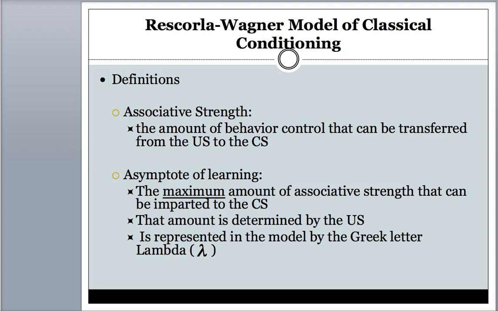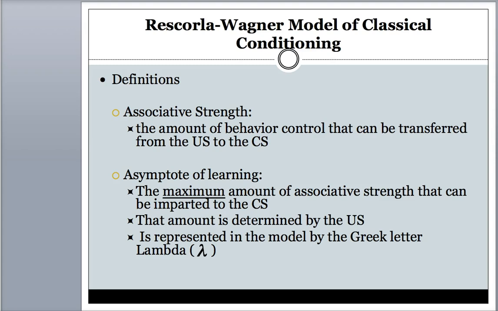So if we're talking about Pavlov's bell and salivation, the associative strength of the conditioned stimulus at the beginning, the bell at the beginning, is neutral. So it's zero. It has no associative strength. There's no association between the CS and the US. And that bell does not provoke, it doesn't elicit salivation. And so when we talk about associative strength, we're talking about the amount of behavior control or the power to control behavior that gets transferred from the unconditioned stimulus, the food powder, to the bell, the CS. So when we talk about associative strength, that's really what we're talking about. We're talking about the power to control behavior, the power to elicit a conditioned response.